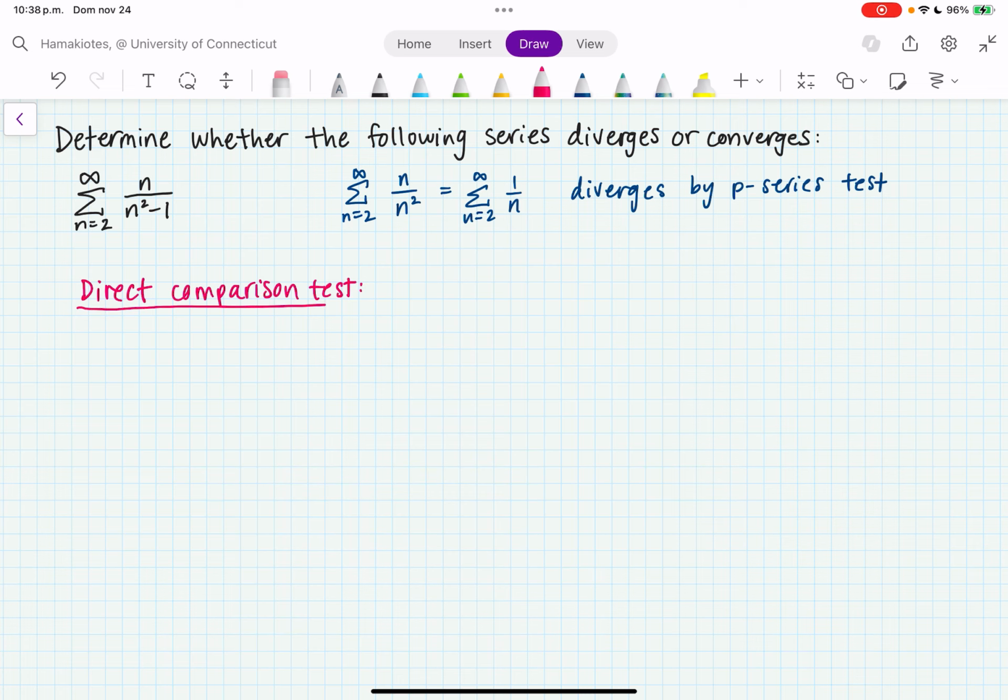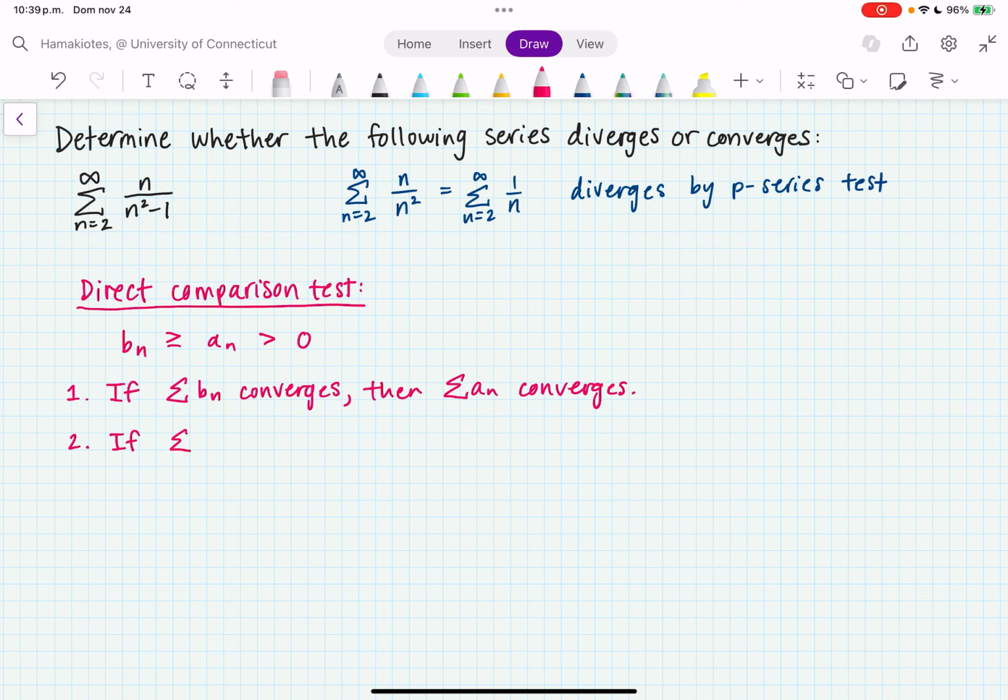is that if I have a sequence, let's say Bn, that's greater than or equal to sequence An, and these are all greater than 0, then if the sum of these Bn's converges, then the sum of the An converges, and if the sum of the An diverges, then the sum of the Bn diverges.